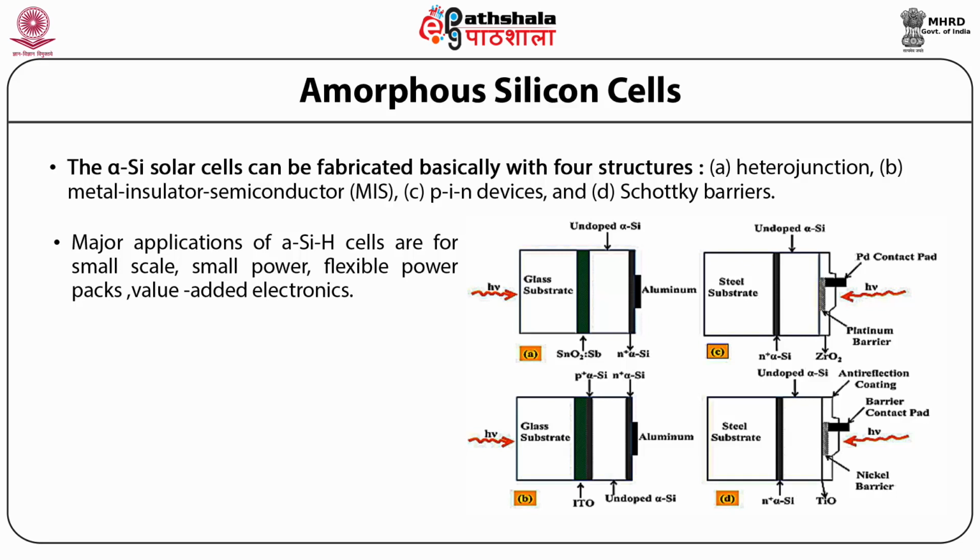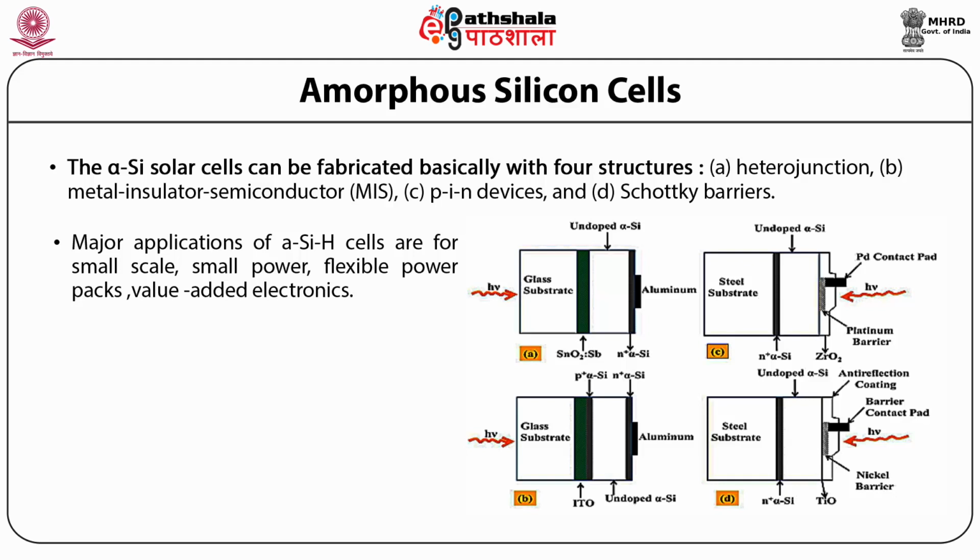In the other type of PIN junction alpha silicon solar cell, first a layer of boron-doped alpha-SiH is deposited on steel, then a layer of undoped alpha-SiH is deposited, and over it is deposited a layer of N-doped alpha-SiH. Finally, a thick layer of ITO is deposited on the N-type layer, which acts as a conducting electrode as well as the anti-reflective coating.